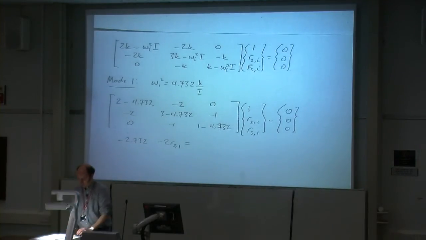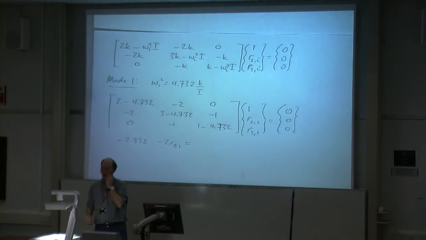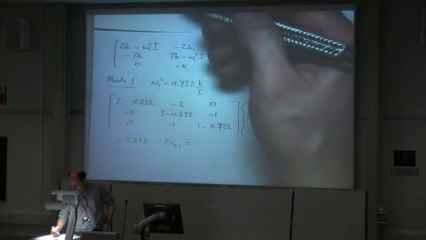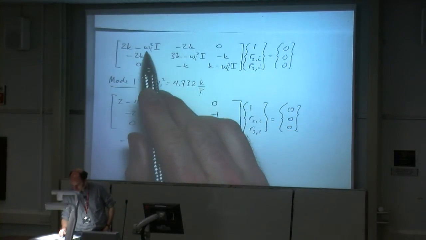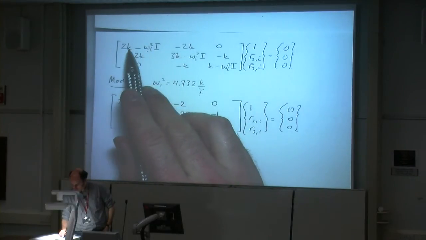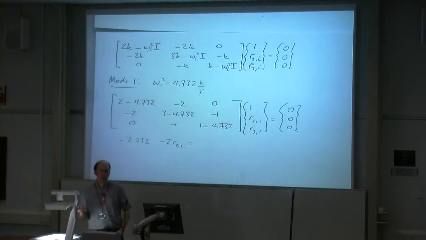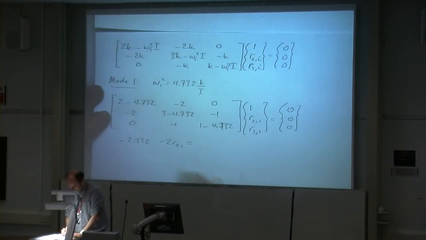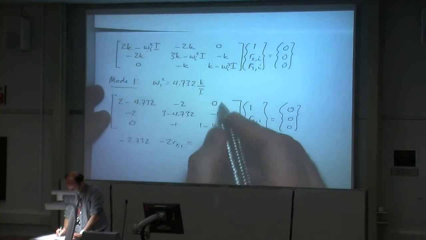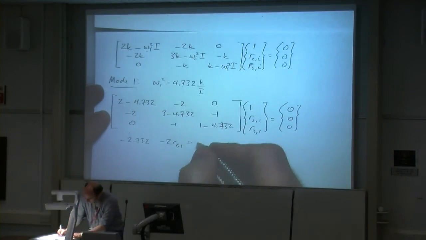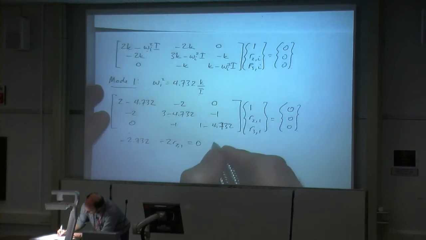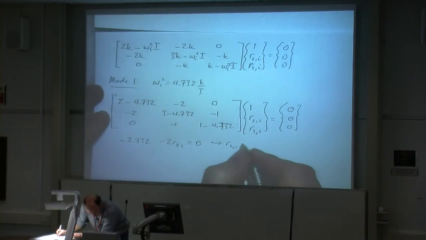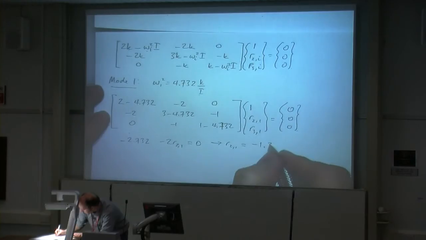Well, if you actually work it out, they'll divide out. Here we've got 4.732 k upon I. That goes in there, the I's will cancel, and there'll be a k and a k, or you can just divide the whole equation by k and you end up with 1 for the various terms. So minus 2.732 minus 2 R2,1, obviously there's a 0 times this one so we don't need to worry about it, equals 0. That means that R2,1 is minus 1.366.